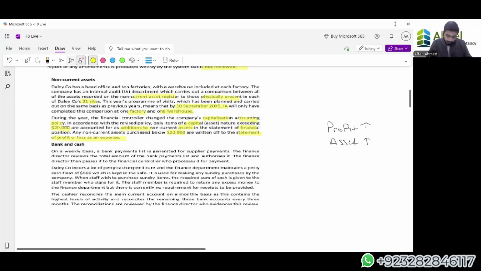Now, next thing, bank and cash systems. What does it say? The bank and cash system says that on a weekly basis, a bank payment list is generated for supplier payments. The finance director reviews the total amount of the bank payment list and authorizes it. The finance director then passes it to the financial controller who processes the payments.